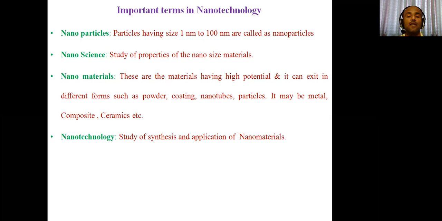What is nanomaterial? These are the materials having high potential and they can exist in different forms such as powdered, coating, nanotubes, particles, etc. It may be metal, composite, or ceramics. What is nanotechnology? Nanotechnology is a branch of engineering which involves the study of synthesis and application of nanomaterial.